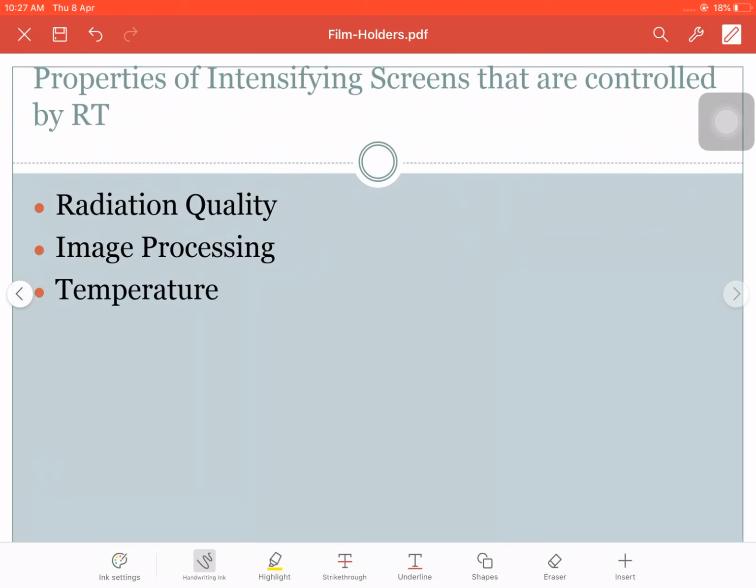Next is image processing. The excessive developing time for screen film results in lowering of the intensification factor because the emulsion nearest to the base contains no latent image, yet it can be reduced to silver if the developer is allowed sufficient time to penetrate the emulsion to that depth. So again, image processing in which the excessive developing time will lower the intensification factor. Ito yung tinatawag natin na nasusunog yung plaka kapag napababad ng sobra sa developer.